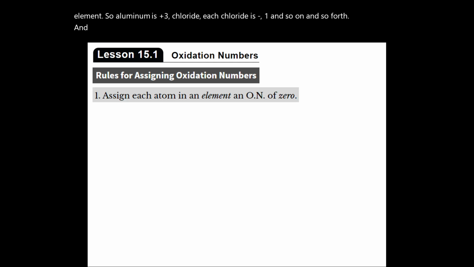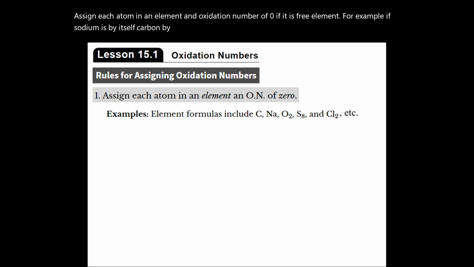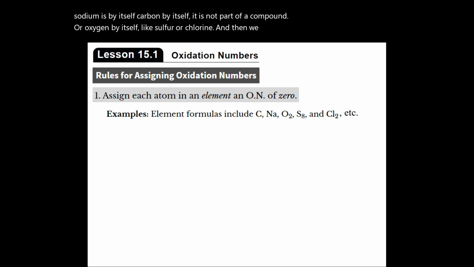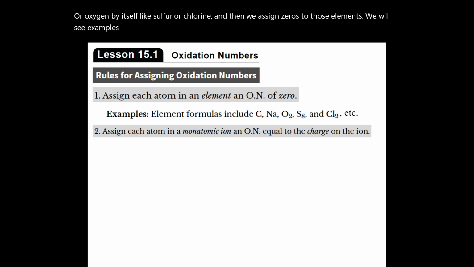And there are several rules to assign the oxidation numbers. Assign each atom in an element an oxidation number of 0. If it is a free element, for example, if sodium is by itself, carbon by itself, it is not part of a compound, or oxygen by itself, like sulfur or chlorine, then we assign zeros to those elements. We will see examples.